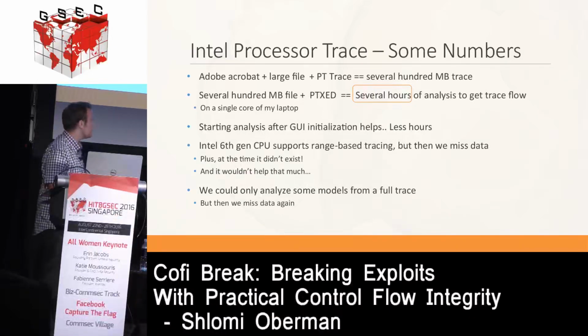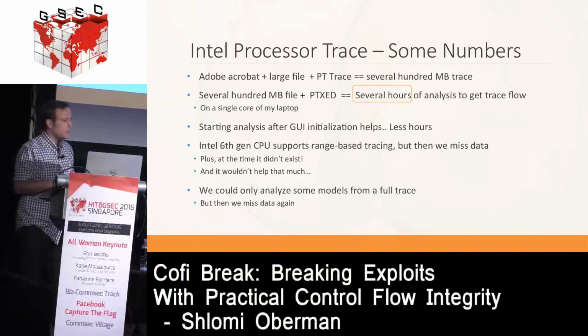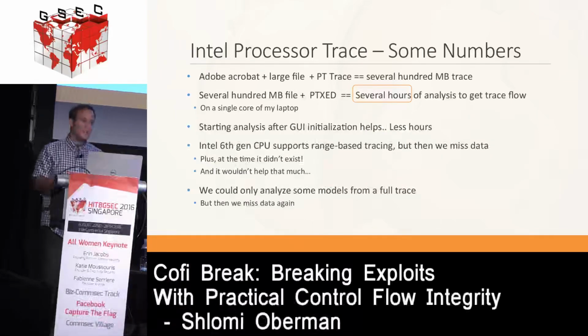Now it is worth saying that Intel 6th gen CPUs support range-based tracing, so you can have a blacklist or a whitelist on the trace itself. This perhaps would save us time. A, it didn't exist at the time, and B, it would undermine the requirement of full visibility into the program. So if we only trace part of the program, somebody could perform ROP on untraced modules.